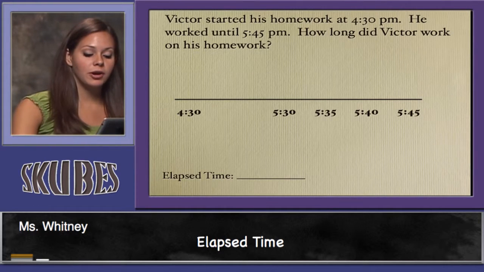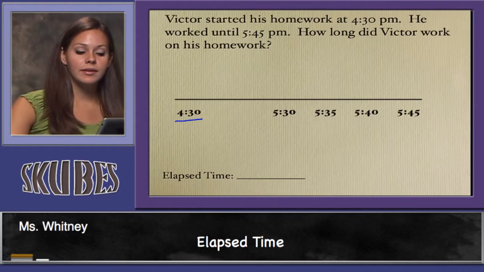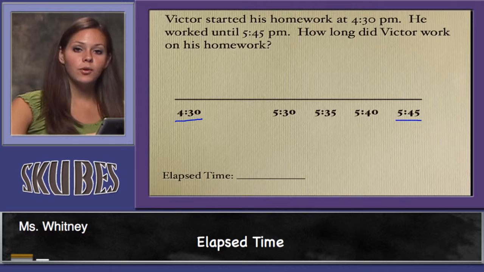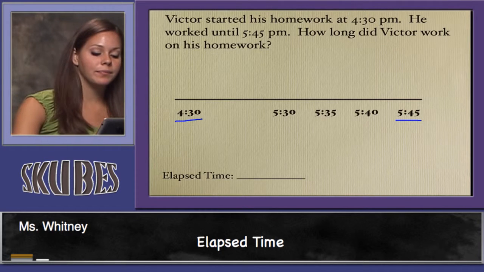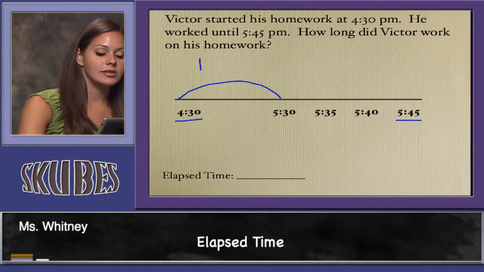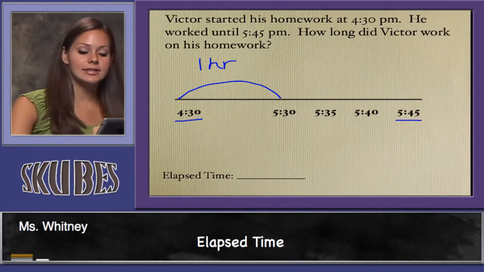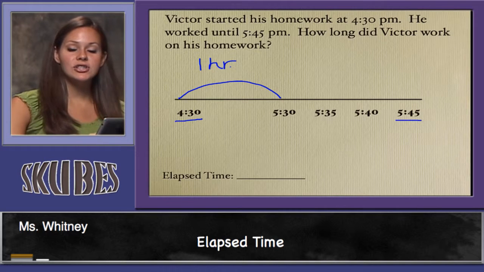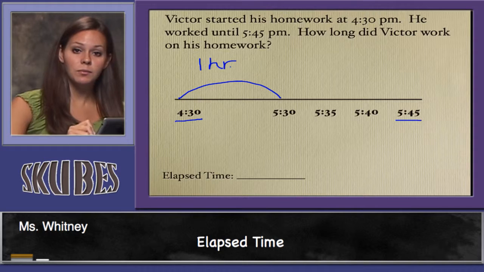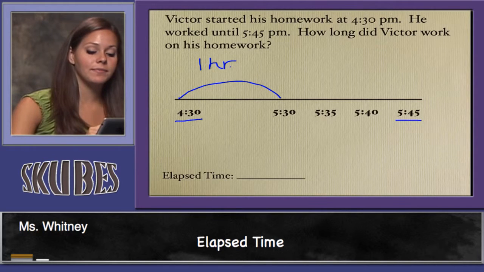Victor started his homework at 4:30 and he worked until 5:45. First, we're going to jump by 1 hour. 4:30 to 5:30 is 1 hour of elapsed time. Now let's jump by 5s until we reach the time Victor finished his homework at 5:45.